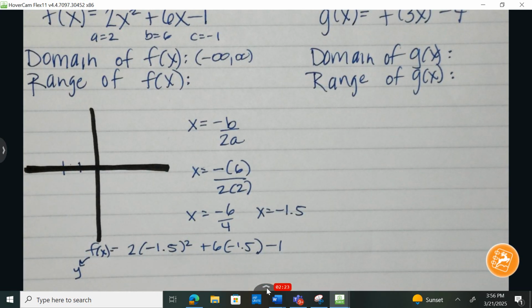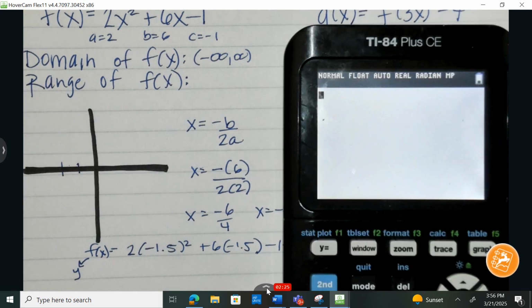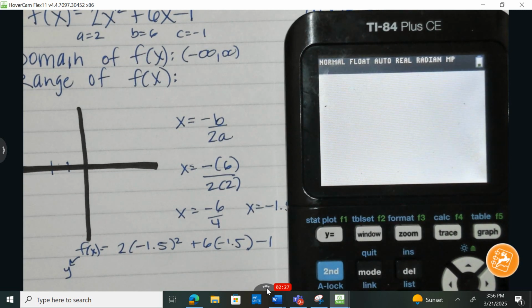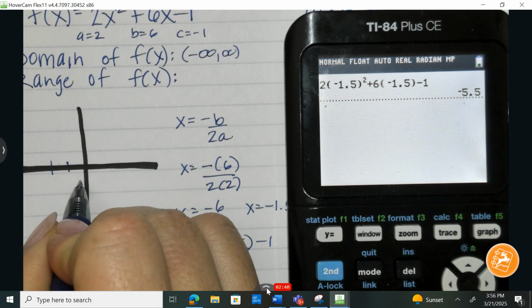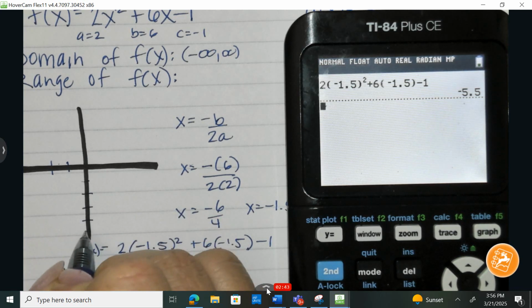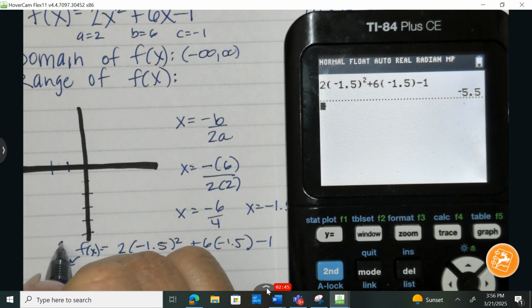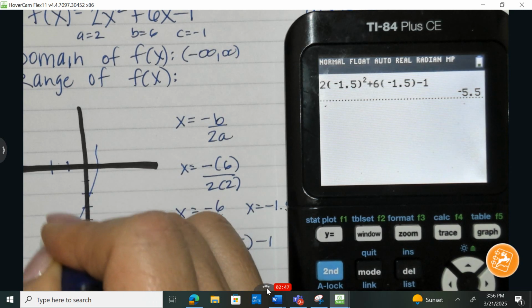So I'm going to grab a graphing calculator, put it off to the side here, and let's make our life a little bit easier by plugging this in. Make sure to use those parentheses. And we can see it is -5.5. So just a rough graph, what does this look like? There's 1, 2, 3, 4, 5, 5.5, -1.5. It'd be something like this going up.